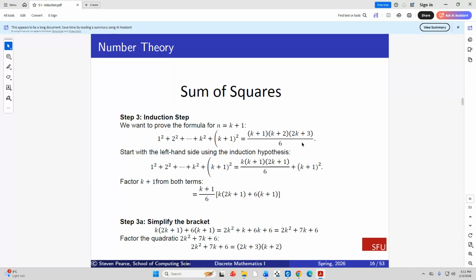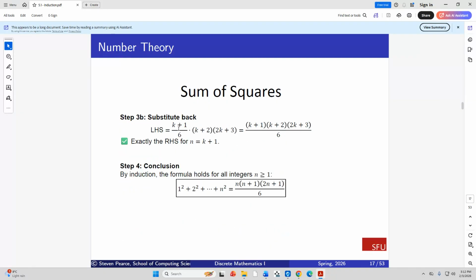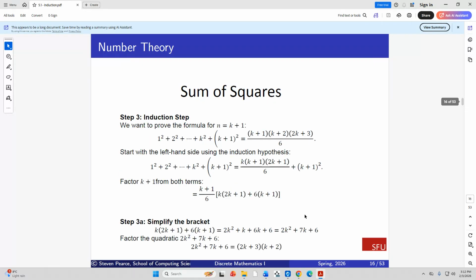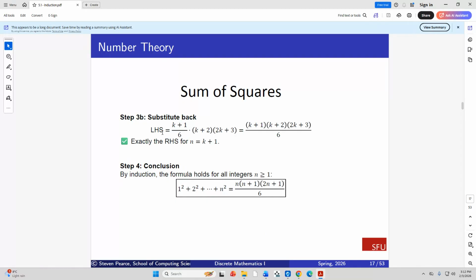You see that? All right. And now that's what we have here, and we do a little bit of algebra, factoring k plus 1 out from both sides, and simplify the bracket. Again, this is just algebra, and we've proven it correct. So substitute back, left-hand side equals the right-hand side. So there we have it. So this is just simplifying the bracket and then substituting back, and we get this thing, which is exactly what we're looking for, proving this for all positive integers n.